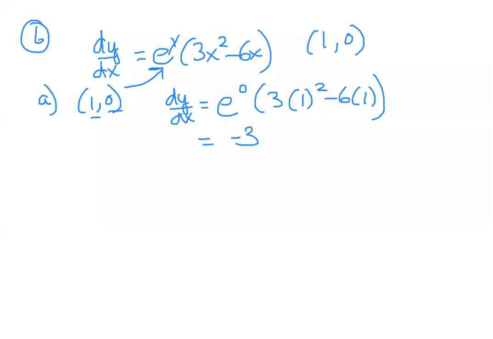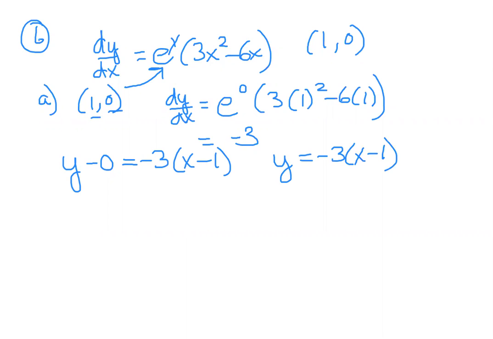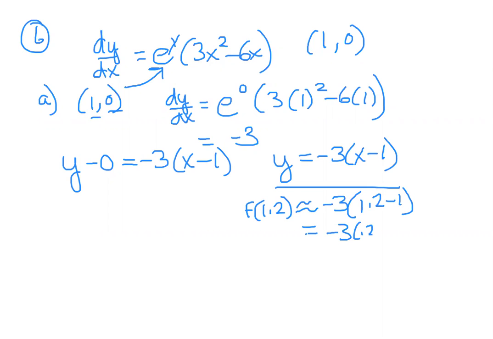So our equation of our tangent line is y minus 0 equals negative 3 times x minus 1, or y equals negative 3 times x minus 1. I would leave it like that because it's going to be a lot easier to do the next part. We're going to use this to approximate f of 1.2 as approximately equal to negative 3 times 1.2 minus 1, which equals negative 3 times 0.2, which equals negative 0.6. Okay, that's a linear approximation.